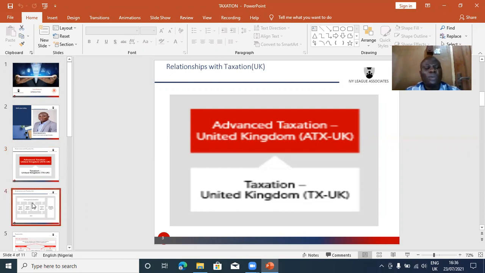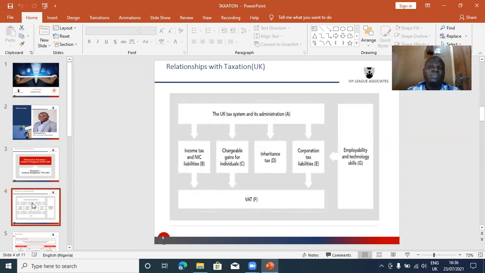Then we can now talk about the content of the syllabus. There are 5 important taxes that are taught within this paper: income tax, CGT, which is the tax paid by individuals on their chargeable gains, inheritance tax, value-added tax, and then corporation tax, which is the tax that corporations pay on their profits and on their chargeable gains.